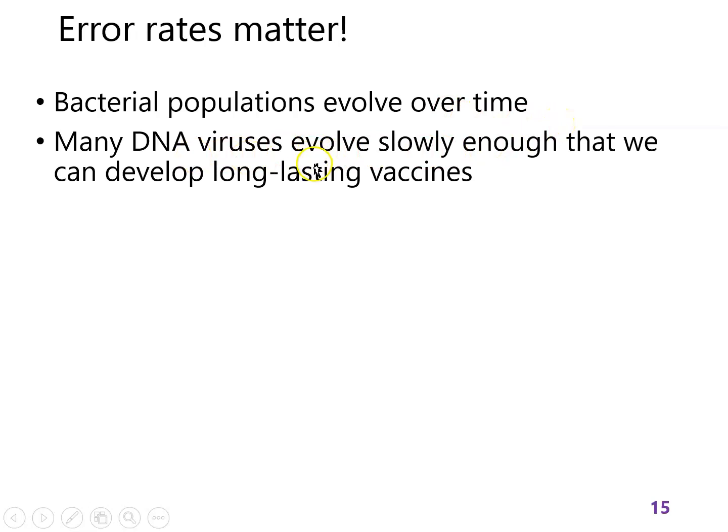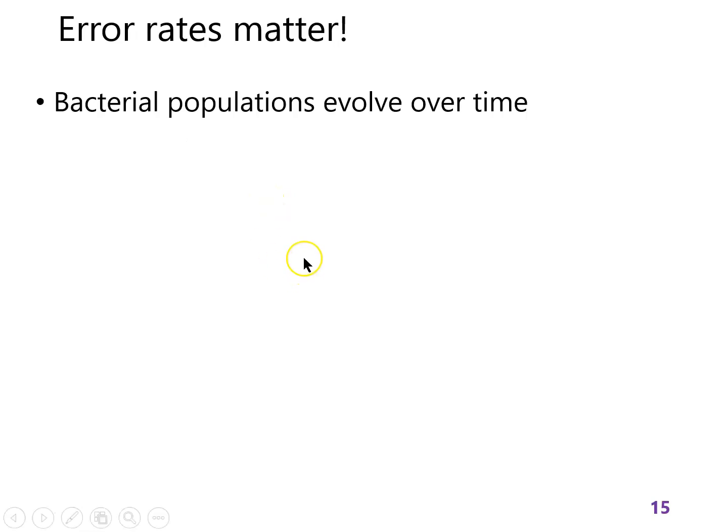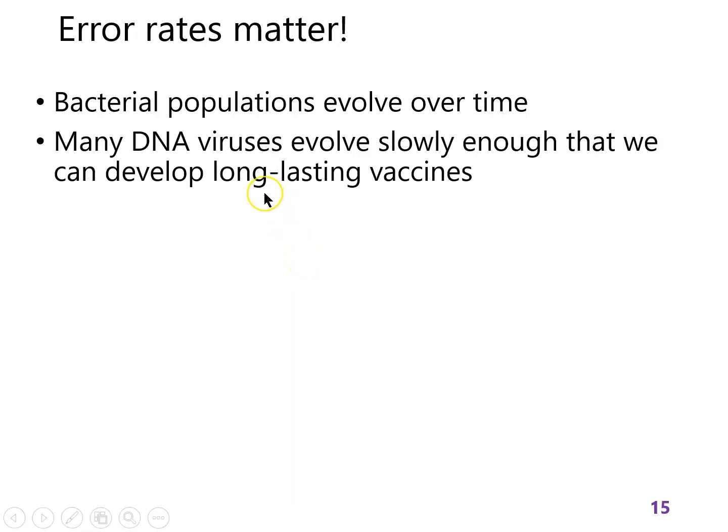DNA viruses evolve slowly enough that we can get good vaccines against them. So smallpox is a good example. We eradicated it because we had one vaccine that worked all over the world until smallpox disappeared. And that's pretty awesome, because smallpox was one of the worst things that ever happened to humanity, and it's gone. Or now it only lives in laboratories in the US and Russia, to our knowledge.